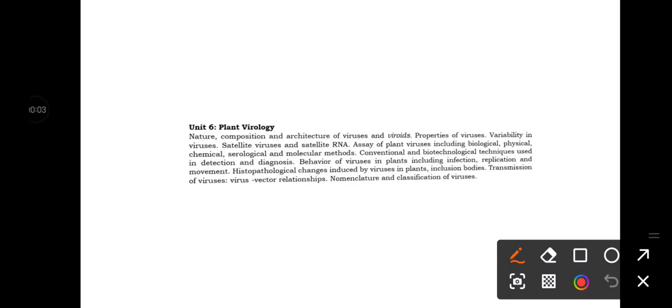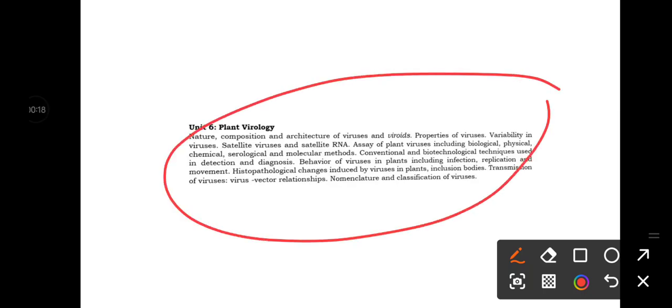Hello friends, so in this series we are going to discuss plant virology as per the syllabus given for the ASRB NET or ARS or for the STO and SMS. So here is the syllabus. We will deal with each and every point, first with the nature of plant virus, then composition, architecture, properties, variability, everything we will discuss one by one.